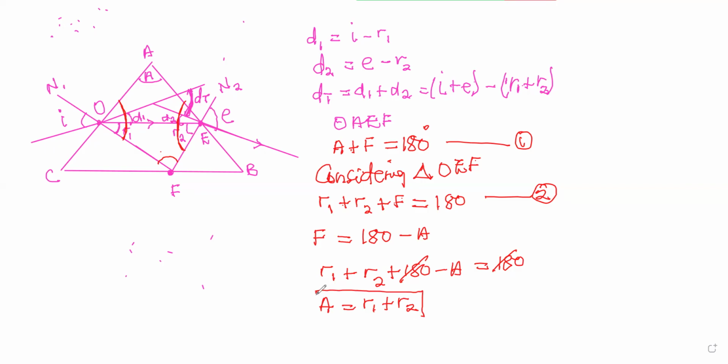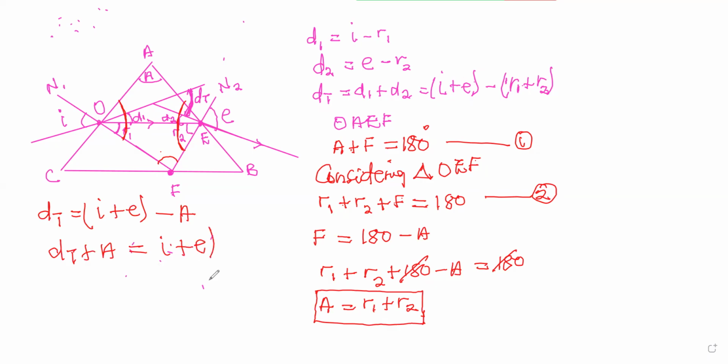Meaning that in case you don't know the refraction angle of the prism, it is equal to R1 plus R2. Okay, so we can therefore express the total deviation to be equal to I plus E minus A, or deviation plus A is equal to I plus E. Yes. Please, is there any other question?